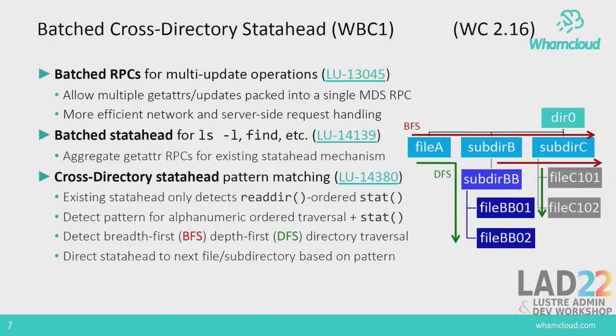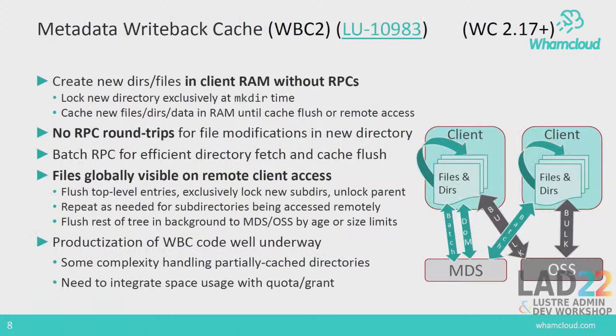And so we're improving that further, the statahead, so that we can do breadth first or depth first search. And so rather than just doing statahead in one directory, we can do cross-directory statahead. And that will speculatively prefetch attributes in a whole directory tree if we detect that a pattern like that is being used by the application. And so that's good for find and other browser type applications that are accessing a whole tree of files. And then that's the preliminary.